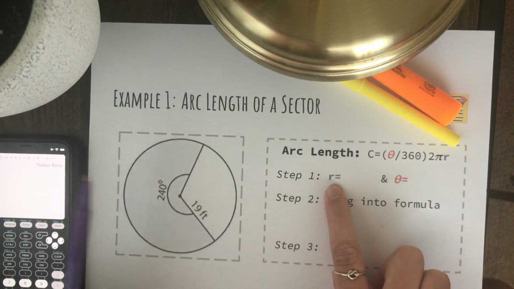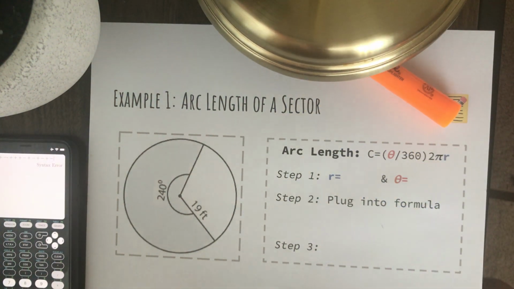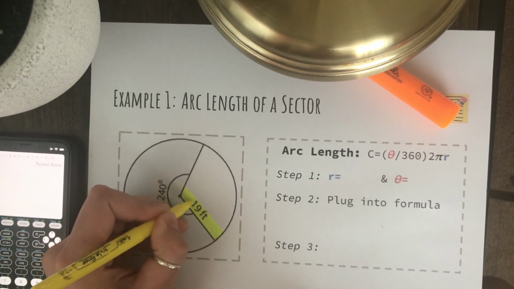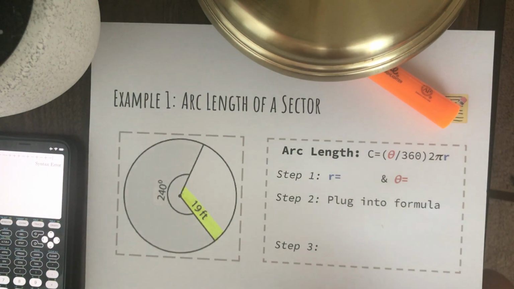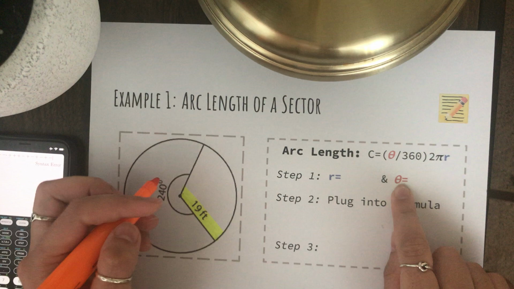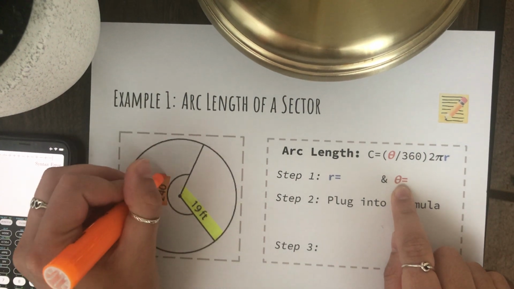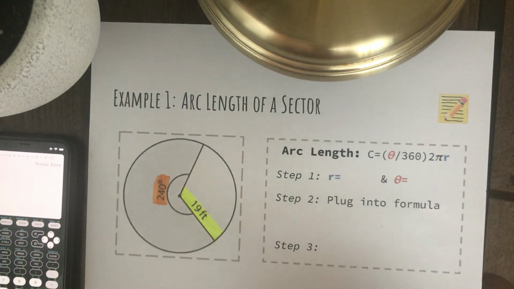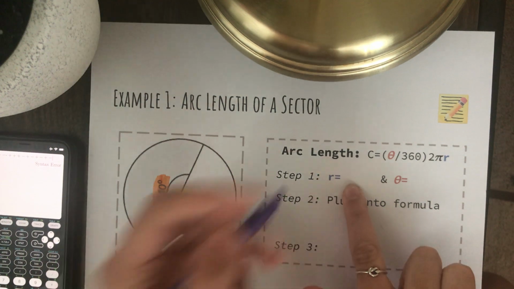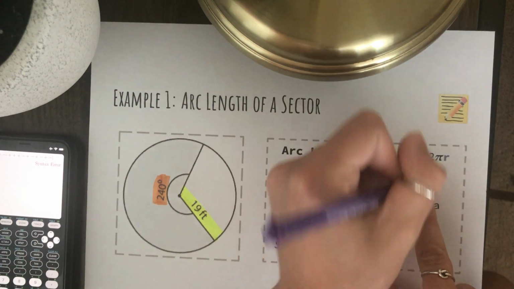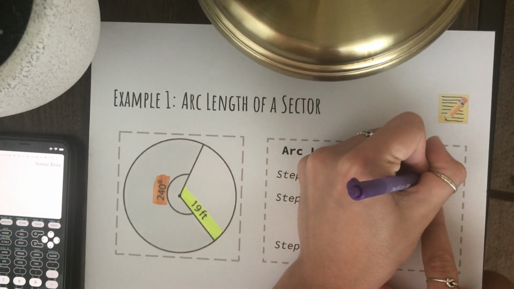So r is my radius, and the radius is always the distance from the center of the circle to the edge. So for me on this problem, it's going to be 19 feet, and I'm going to go ahead and highlight that orange. Next, I'm going to highlight theta. So theta is my unknown angle, and hopefully you guys remember that from class. Theta is an unknown angle, and my angle right here is 240 degrees. So I'm going to go ahead and fill out what those two values are. R equals 19 feet, and theta equals 240 degrees.